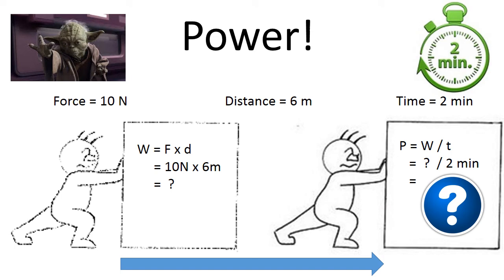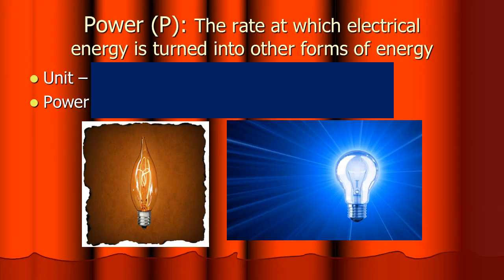Next thing I want to get to is the idea of power, and you might remember this slide from a previous homework assignment. We've talked about power before, and power in the case of work and force and things like that was the amount of work that you did in a certain amount of time. Well, that's kind of the same idea in electricity. Power is the rate at which electrical energy is turned into other forms of energy. In other words, it's how much light you get out of something in a certain amount of time.